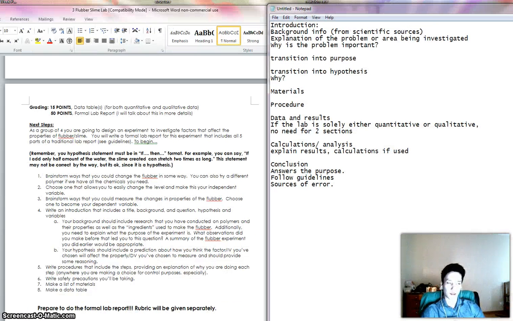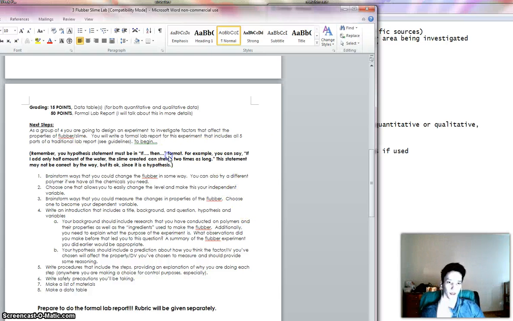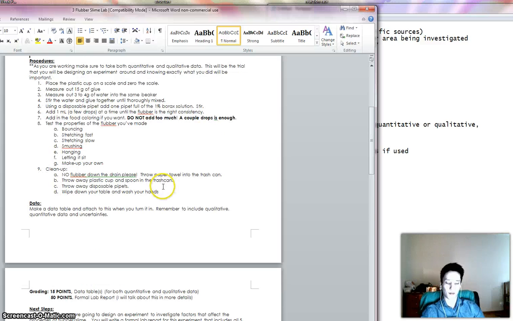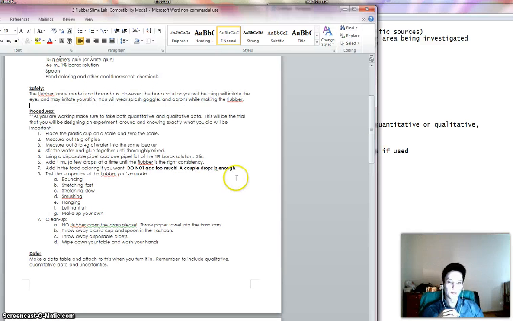Oh yeah. Lastly, one thing I wanted to talk about was for the data and results section. I quickly skipped this important piece. I wanted to add a little thing about the data and results for the slime lab in particular.